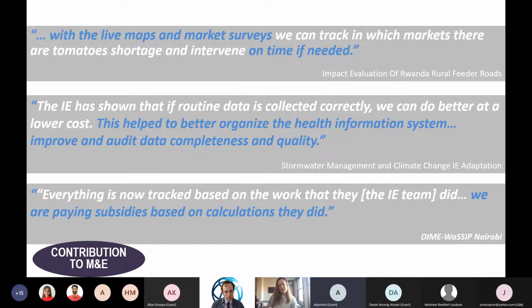And yes, so that's again another example in Nairobi. It's a better way in this case to track subsidies for another project related to water.